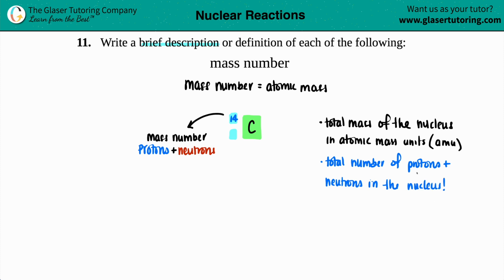So basically, you kill two birds with one stone. And because of that, that's basically what it is. So it's just the total number of protons and neutrons inside the nucleus. It has nothing to do with electrons, because those are outside the nucleus. And the mass number only comes from the nucleus value.